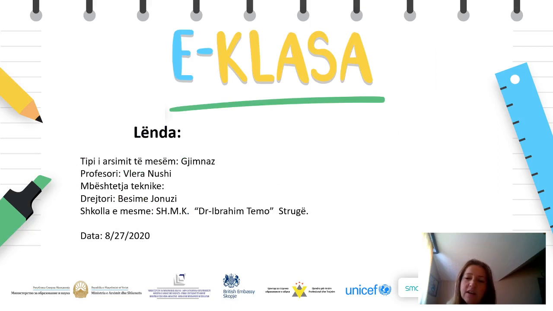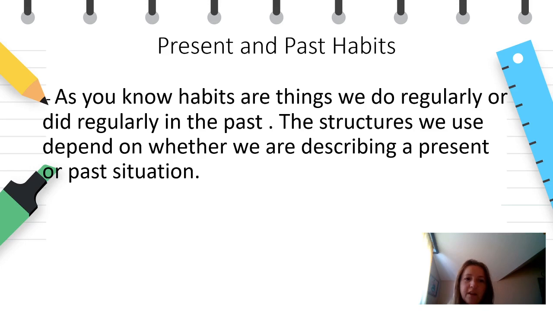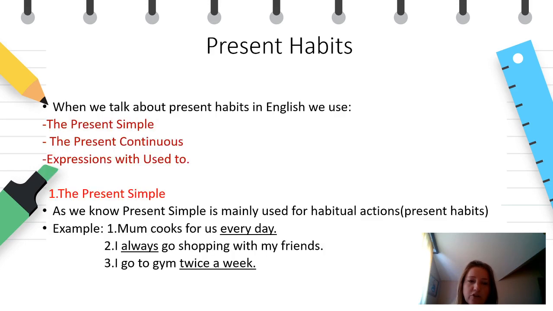Hi everybody, today I'm going to show you how we express present and past habits in the English language. As you know, habits are things that we do regularly or did regularly in the past. The structures we use for past habits and present habits depend on whether we are describing a present or past situation. Let's start with present habits first, the structures we use for present habits.